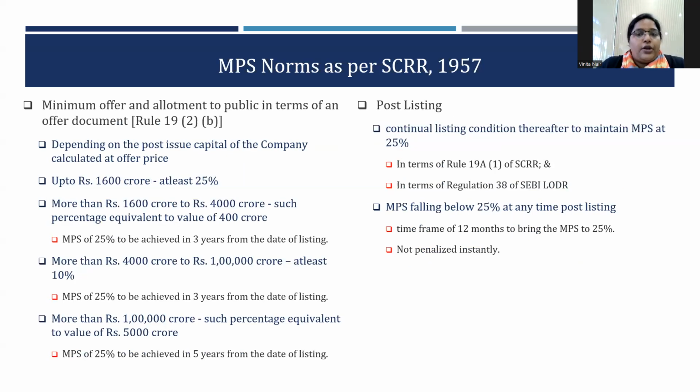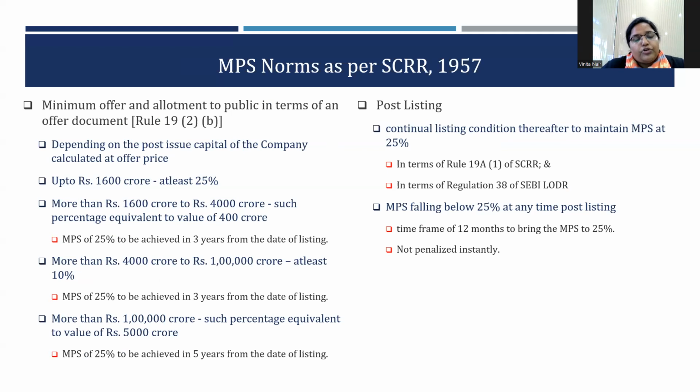Now, when you talk about minimum public shareholding norms, what are these norms is something prescribed under the Securities Contract Regulation Rules of 1957. And it mainly prescribes under Rule 19, Sub-Rule 2, what is the quantum of minimum offer to be made to the public and allotment to be made to the public when the company goes for listing. And this threshold or this quantum has been prescribed looking at the post-issue capital of the company, which is calculated at the offer price. So if that is up to 1600 crores, then at least 25% has to be offered and allotted to public. Where it is from 1600 to 4000 crores, then in that case, such percentage which is equivalent of rupees 400 crores needs to be offered and allotted to public. This may not be 25%, but in that case, you have to bring it or increase it to 25% within 3 years from the date of listing.